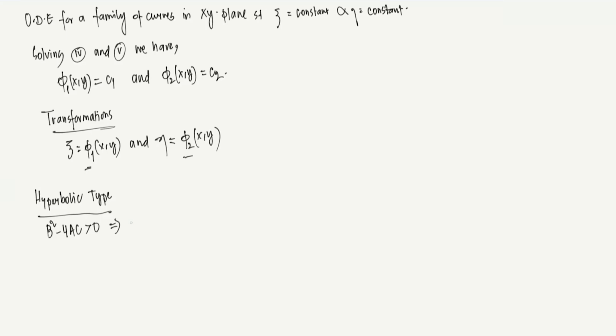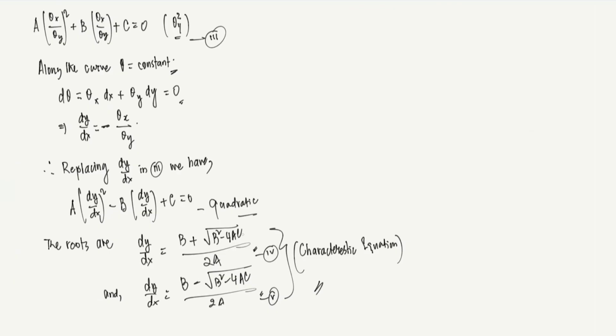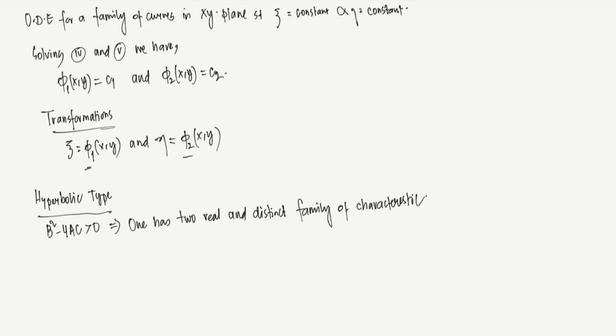That will imply that one has two real and distinct families of characteristics. Family of characteristics means the curves which we get by solving the characteristic equation. I hope you understand. Since b square minus 4ac is positive, one family comes from b plus and another from b minus. So two different, distinct and real.